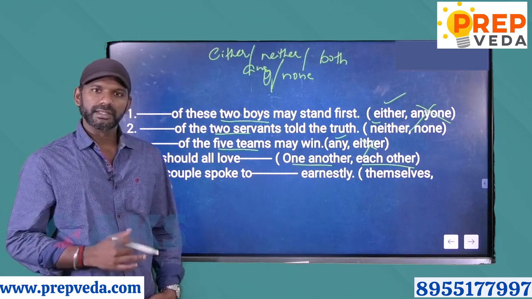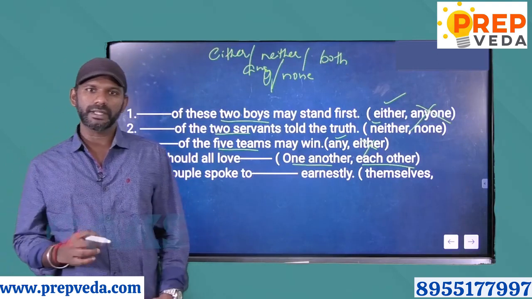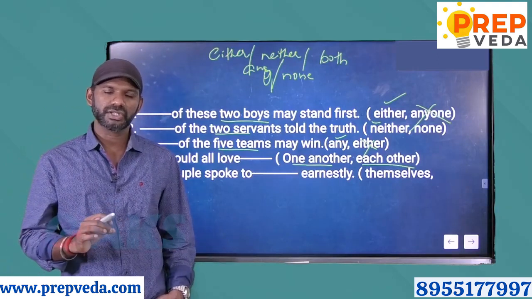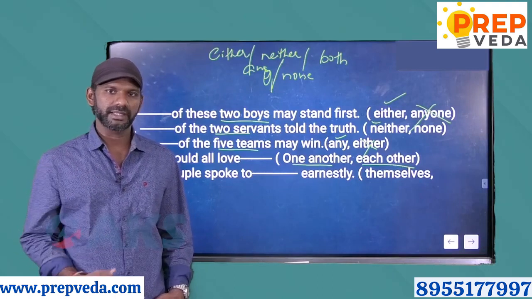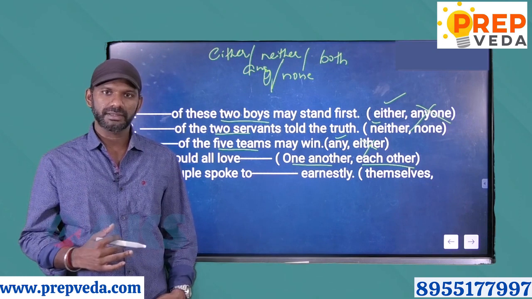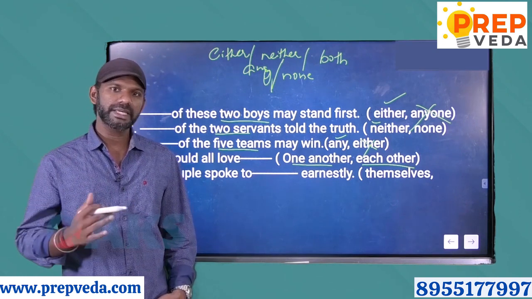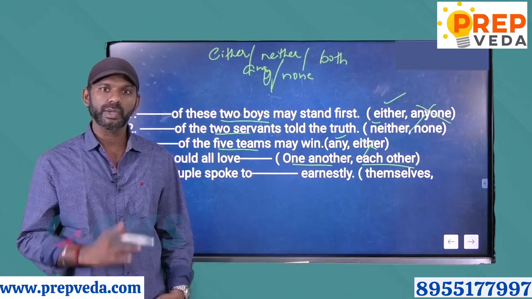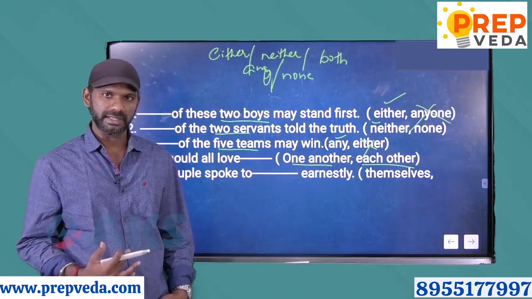When to use each other and when to use one another. If I say, the two friends met dash at the function. The three friends met dash at the function. The two friends met each other at the function. The three friends met one another at the function. So between and each other can be used only when there are two entities, whereas among and one another can be used only when there are more than two entities.